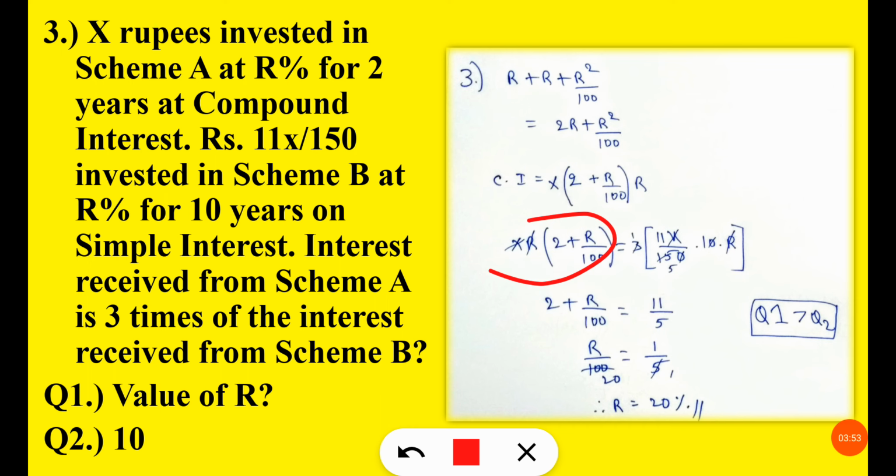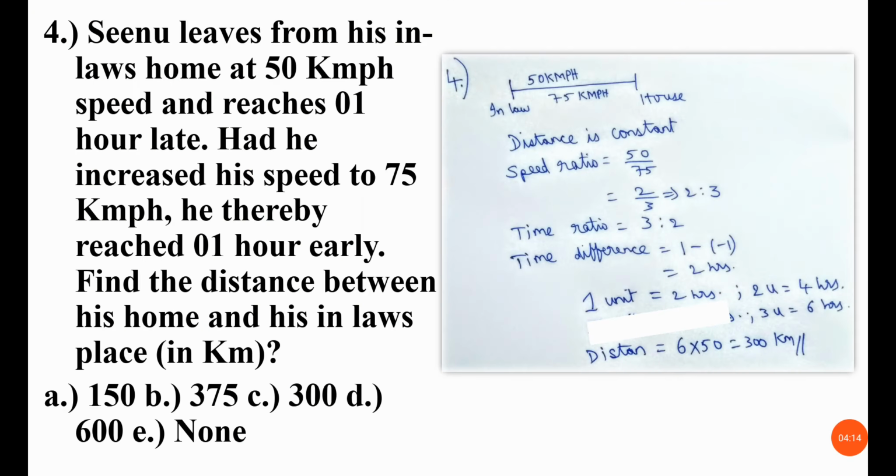Next, compound interest is equal to 3 times the simple interest. So that's why compound interest equals 3 into simple interest. 2 plus R by 100 is equal to 11 by 5. After all the calculations, we'll get the rate of interest as 20%. And Q1 is greater than Q2, since 20 is greater than 10. I hope you understood the problem.